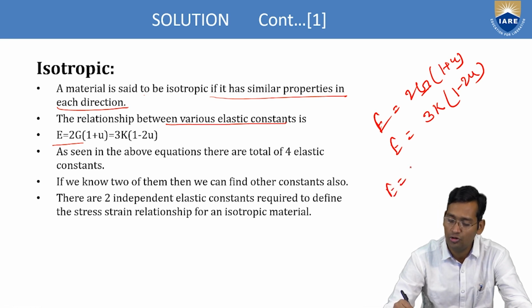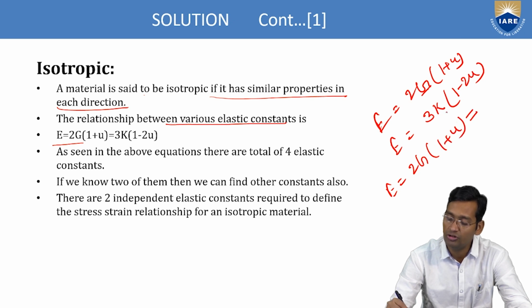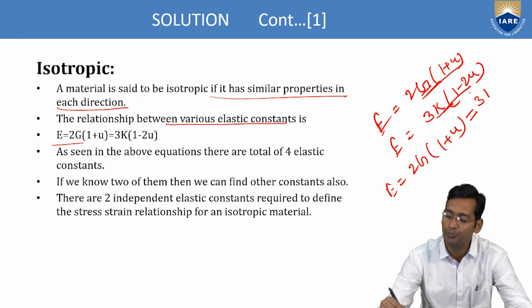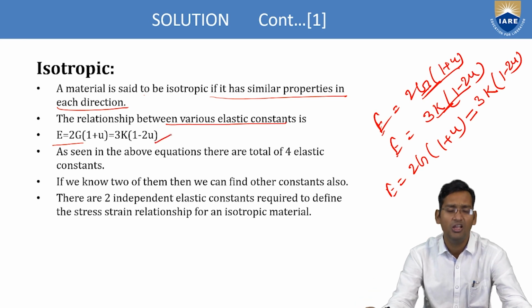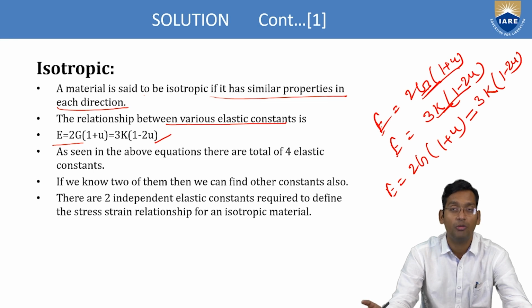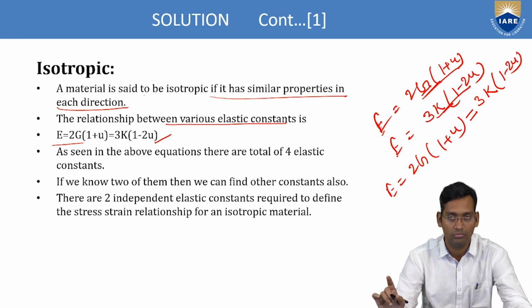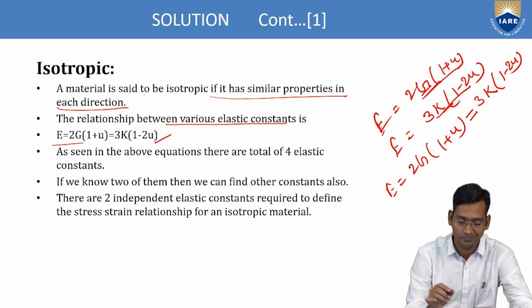Okay. So now from these two, what can we write? E equals 2G into 1 plus U, that is also equal to 3K into 1 minus 2U, because the left side is equal, hence the right side also will be equal. So E equals 2G into 1 plus U equals 3K into 1 minus 2U, and that relation is here. So that is for the isotropic process. Sorry, isotropic process. For anisotropic, this is not there. For anisotropic, 21 constants are there.